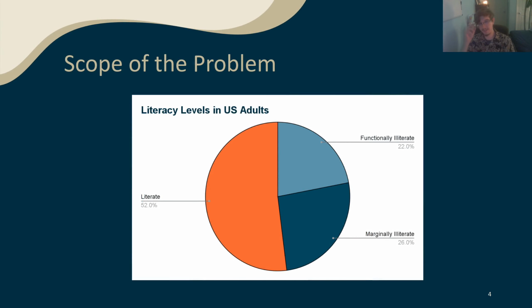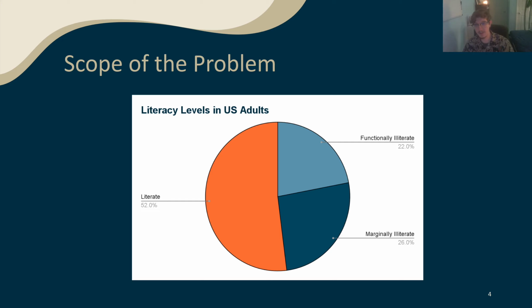So backing up a little bit, let's just talk once again about the scope of the problem. I know I said at the beginning that illiteracy is a big problem. Well, here's a big fat pie graph that kind of tells you the extent of that. So over here we can see in the orangish red, 52% approximately of the US adult population is literate, meaning that they can read, write, comprehend at least an 8th grade level. 52%. The other 48% struggle quite a bit.